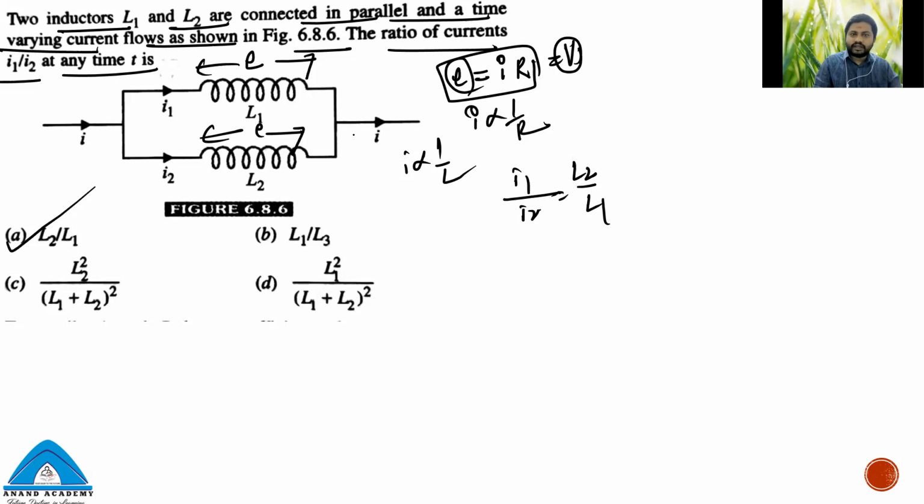Okay. And here, if somebody asks you to find L effective, that will be L1 L2 by L1 plus L2, because the inductors are connected in parallel combination. That's it. Okay, fine. Let's move on. See, so many numericals we are discussing. That is the advantage of this method.